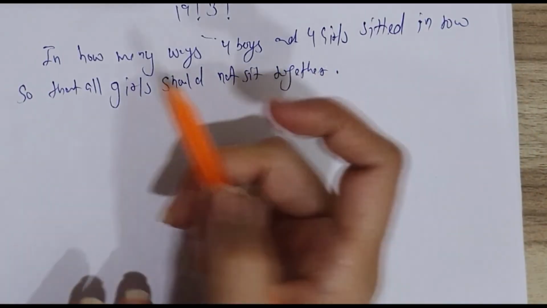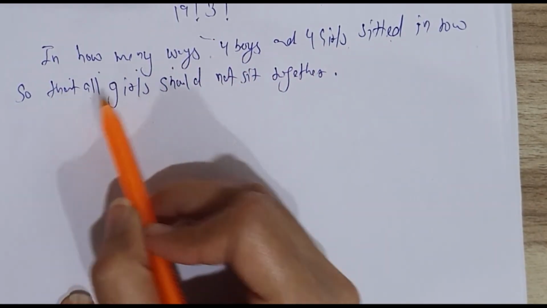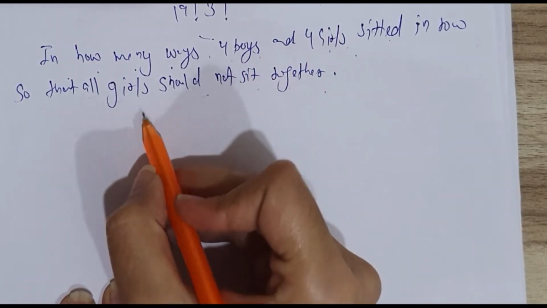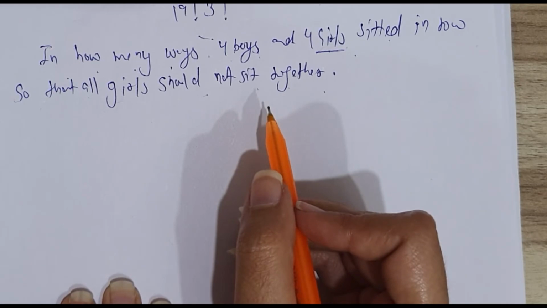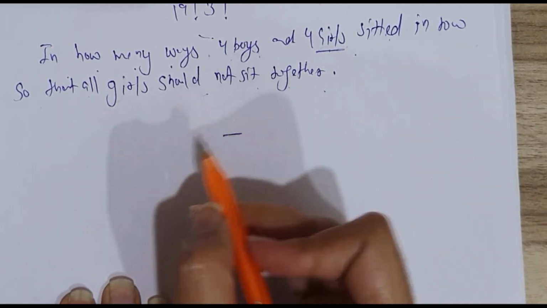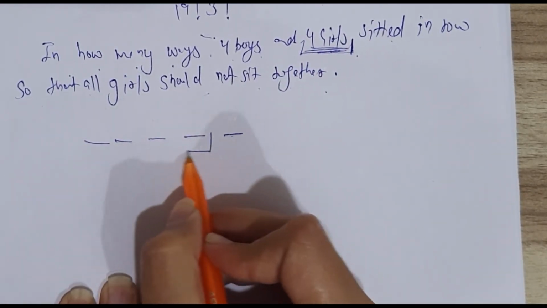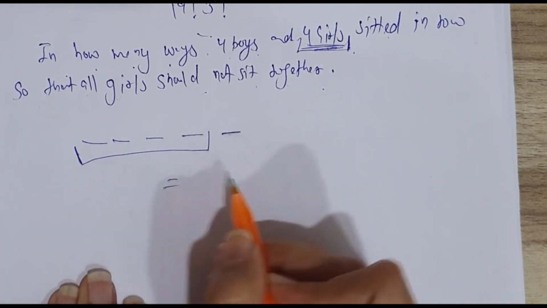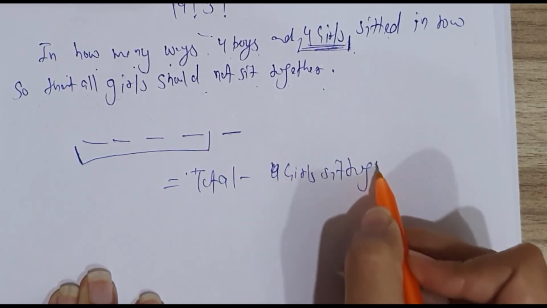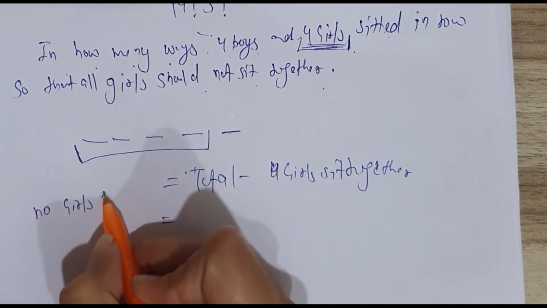Another question. In how many ways can 4 boys and 4 girls be seated in a row so that all girls should not sit together? Now 4 boys and 4 girls are there. It means that now I am teaching you the alternate method that we have studied before in the examples of vowels and consonants. That is, 4 girls can't be together. It means total minus when girls sit together. Like this we can find no girls sit together.